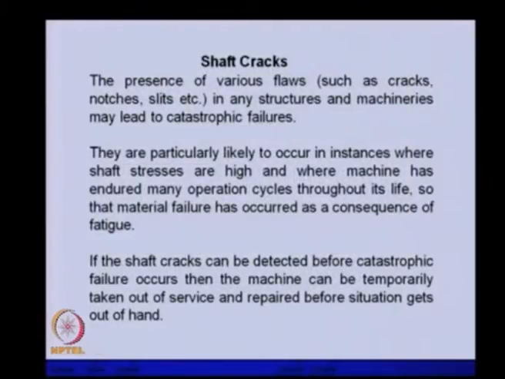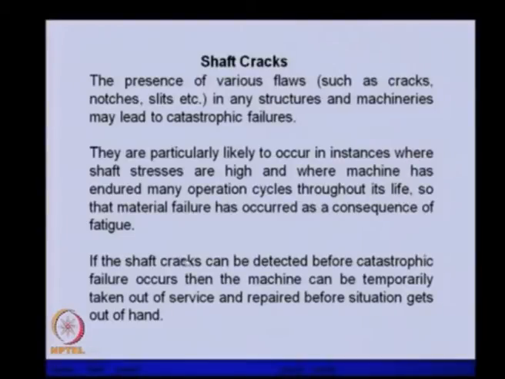The next common fault in the shaft, especially where high power transmission is involved, is shaft cracks. The presence of various flaws such as cracks, notches, slits, etc. in any structure and machinery may lead to catastrophic failures. They are particularly likely to occur where shaft stresses are high and where machines have endured many operation cycles throughout their life, so that material failure has occurred as a consequence of fatigue.